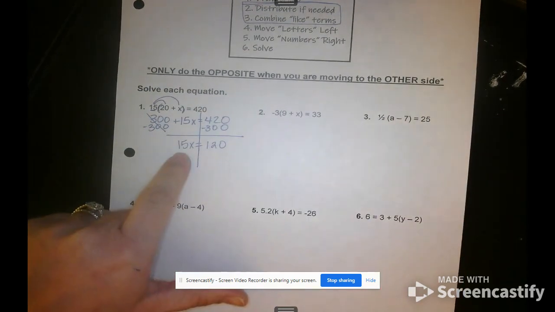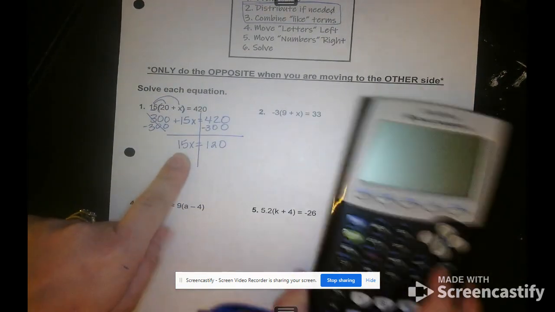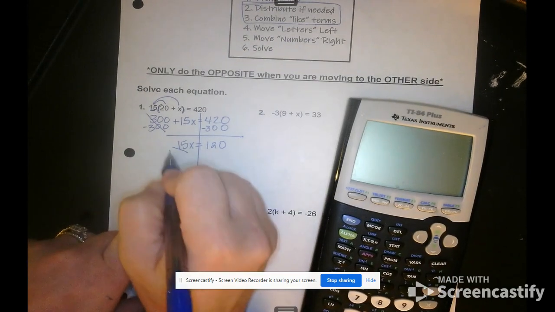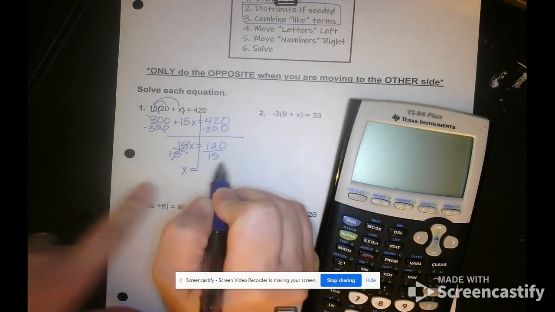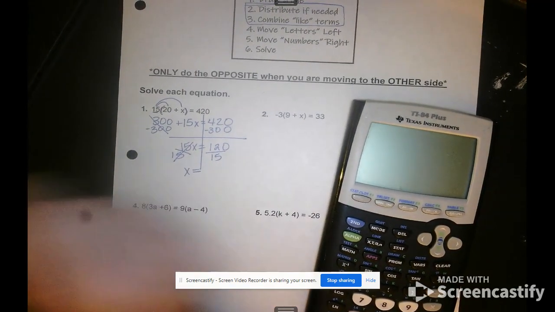What does it mean when 15 and x are by each other? Okay, that's multiplying, so I do the opposite and I divide by 15. So put that in your calculator. What do you get when you divide 120 by 15? 8.